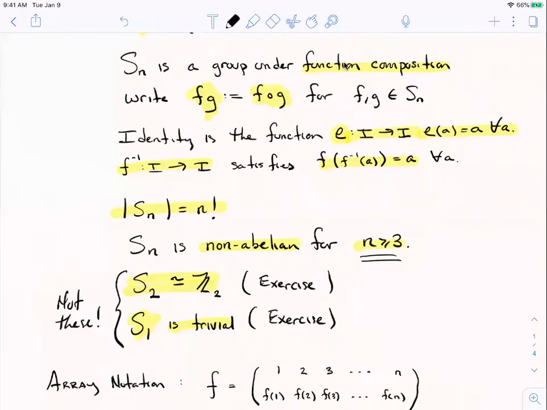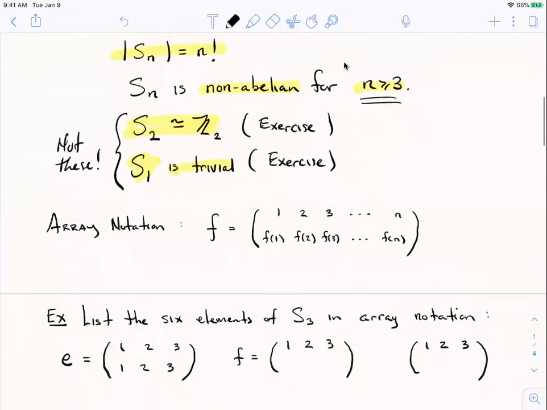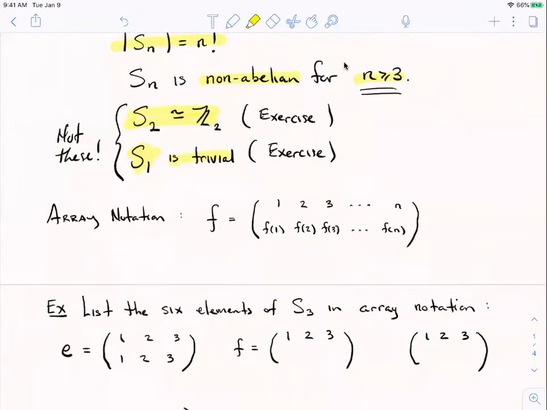All right, so let me tell you what I mean by array notation. I think we've talked about this before, but I don't know if we ever gave it this name. When you write a permutation in array notation, you write 2 rows of numbers. The first row is always just the elements in the set I, the indices, I'll call them, written in order: 1, 2, 3, and so on. And then below each index, you write the image of it under your permutation. So the number that I'll write below 1 is f of 1.